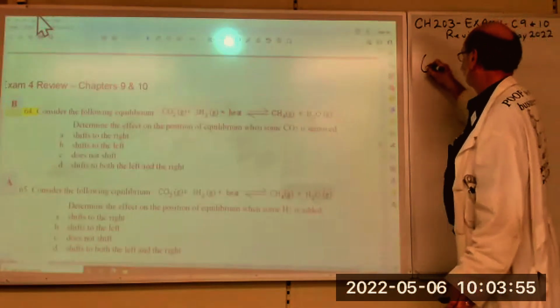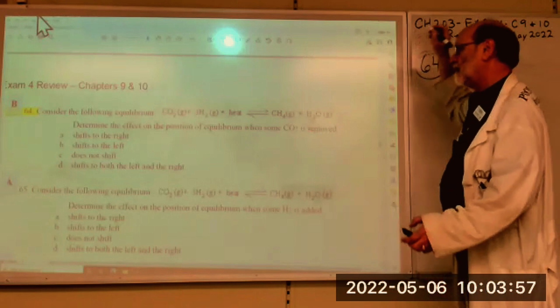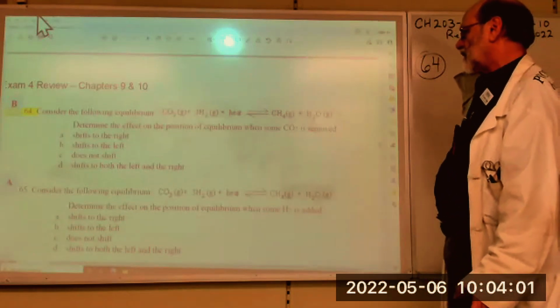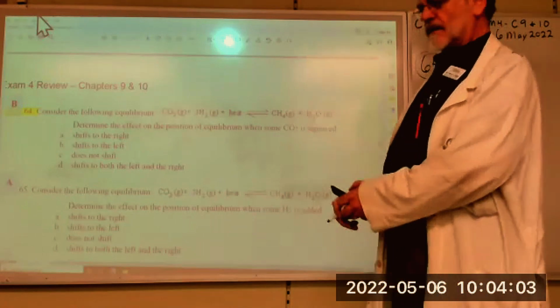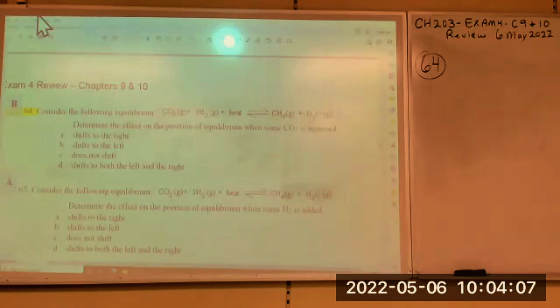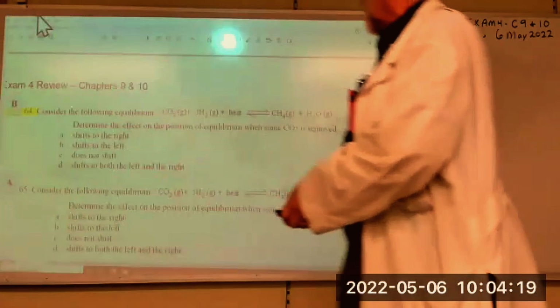64. Consider the following equilibrium. Are we still in chapter 9? Yes. My goodness. Okay, I think there are quite a few in 10 also. I better pick up the pace.